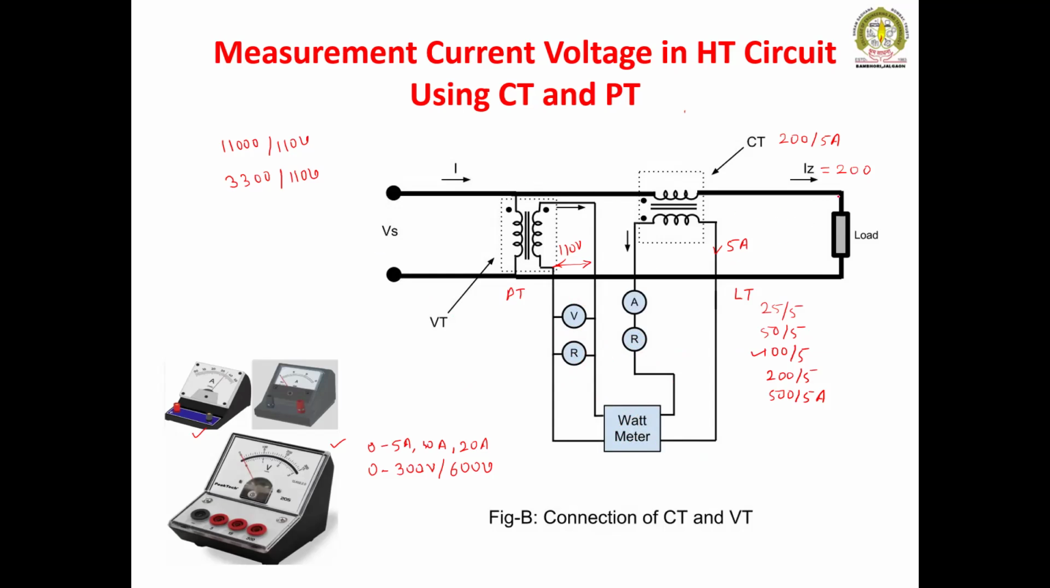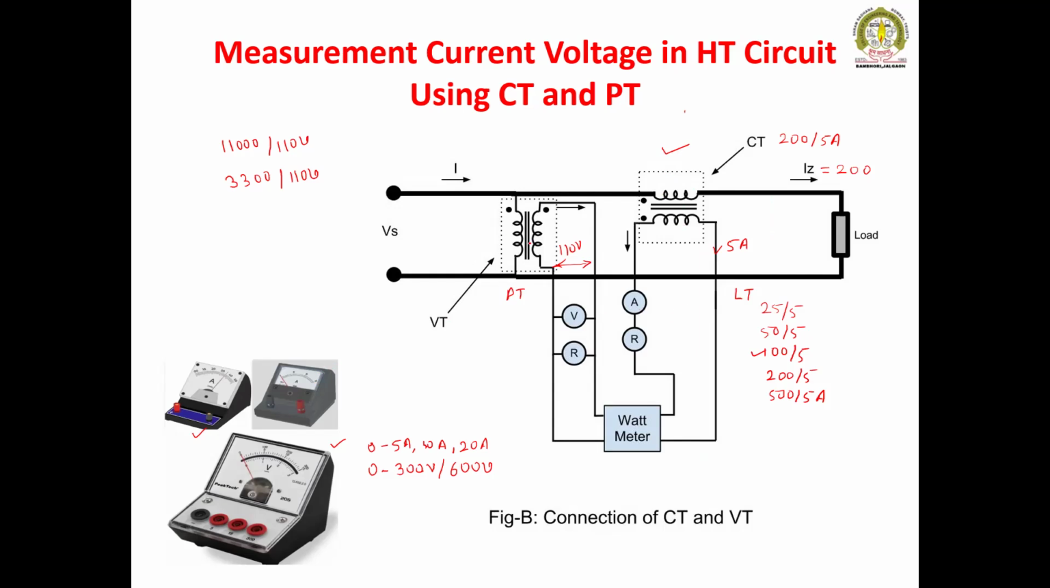circuit which may handle more than 100 ampere or 50 ampere, but a 50 ampere ammeter is not available. Therefore, we have to use the current transformer, which will step down the current to a manageable level that can be handled by our instrument or relay circuit.